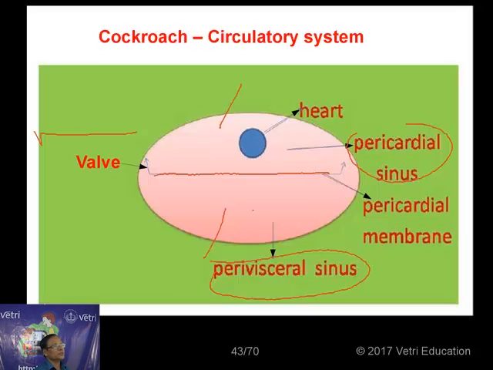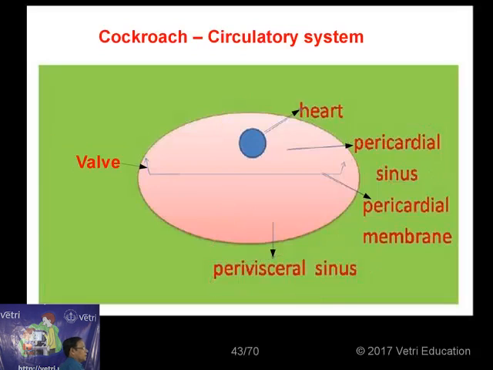These two spaces are separated by a membrane, the pericardial membrane. The pericardial membrane is provided with a number of openings. The pericardial sinus is in communication with the perivisceral sinus through these openings. These openings are guarded by valves; they are all triangular valvular openings. The blood is normally moving from the perivisceral sinus to the pericardial sinus. This is the circulation.